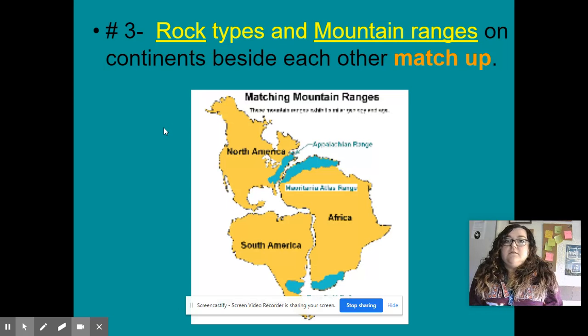But so that's why he thought these were once together, because these mountain ranges and rock types line up.